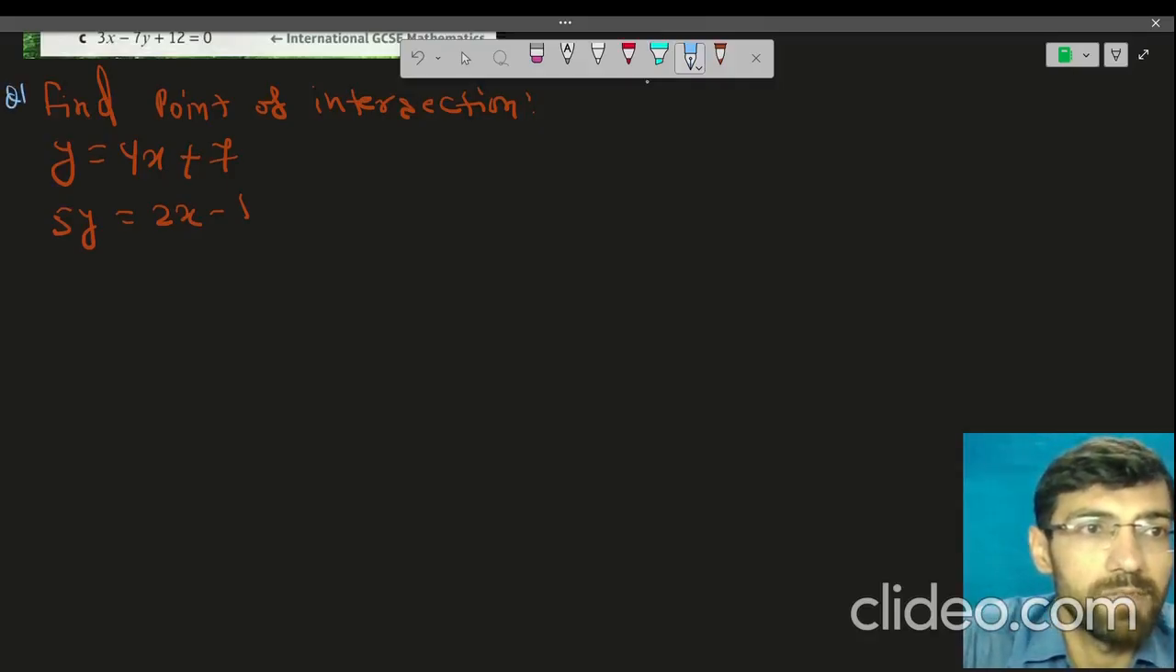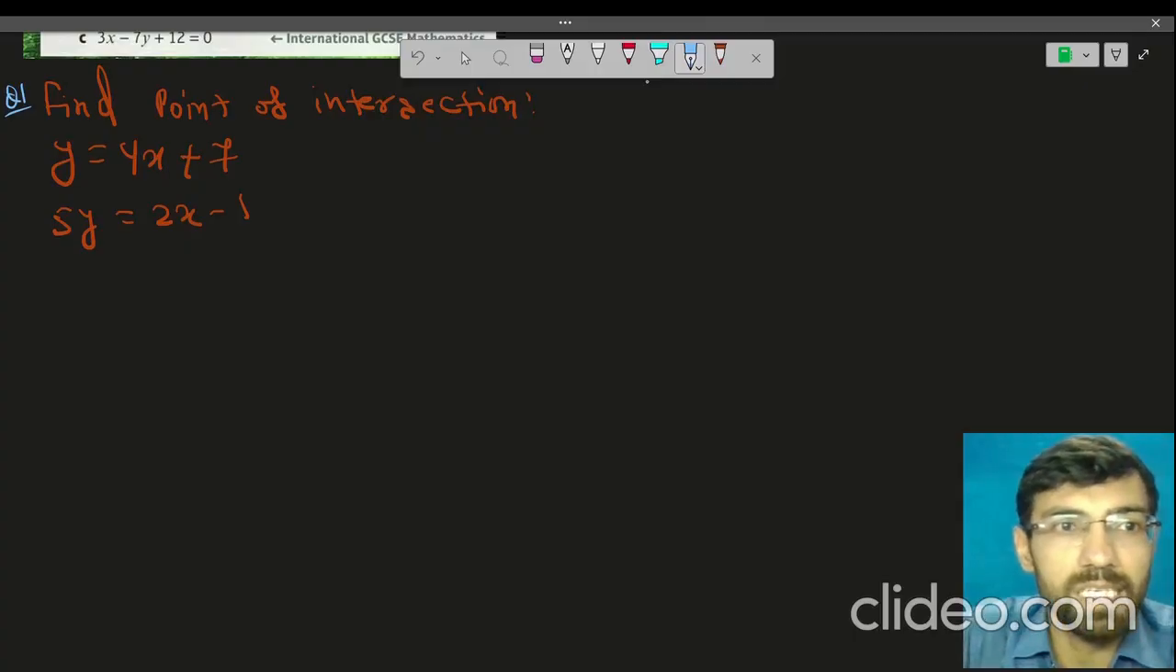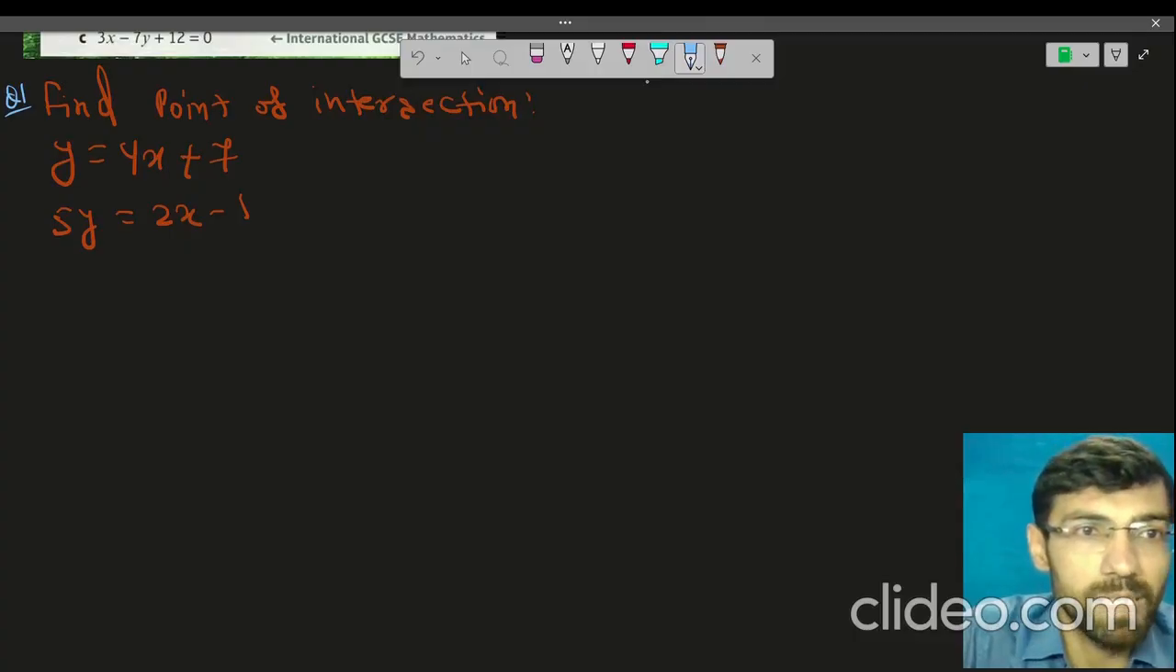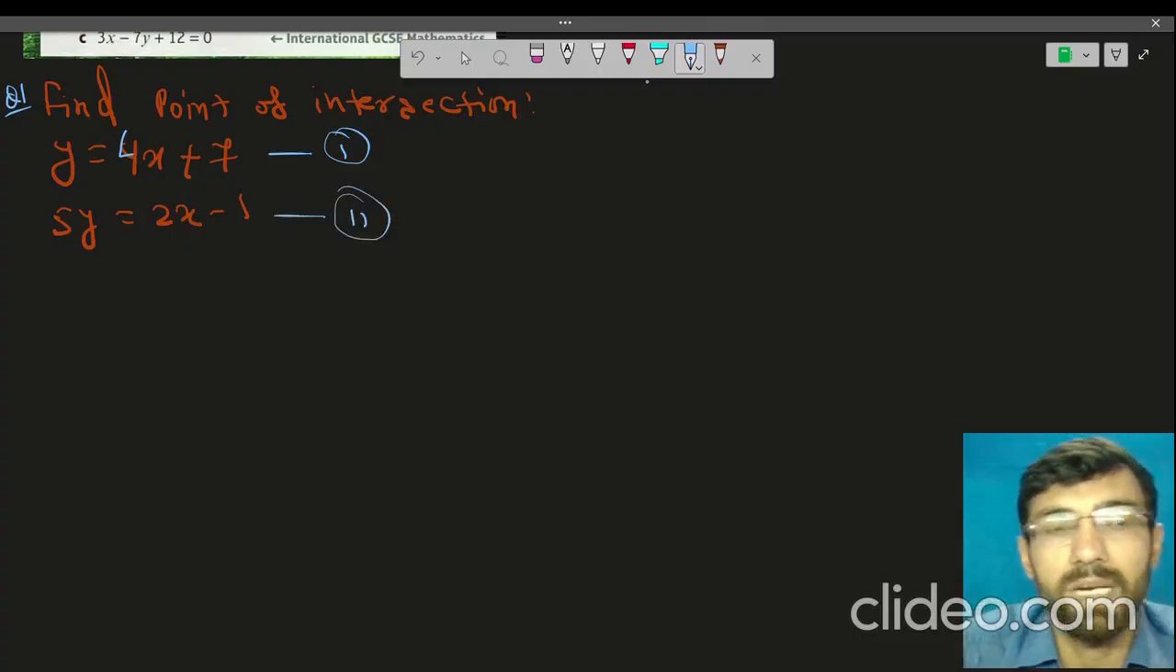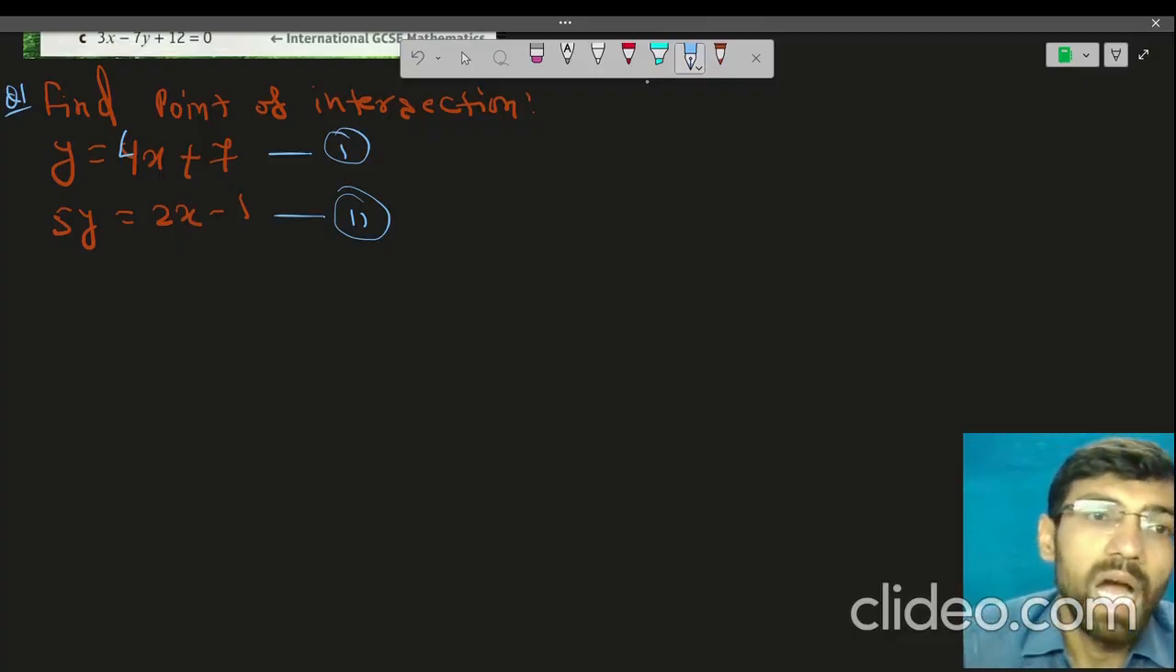This is question one, where we have to find the point of intersection of y equals 4x plus 7, and the second is 5y equals 2x minus 1. Let us call this equation number 1 and this equation number 2. So we have two equations and we have to find the point of intersection. So basically, for finding the point of intersection, we have two methods. We can do this by two methods.